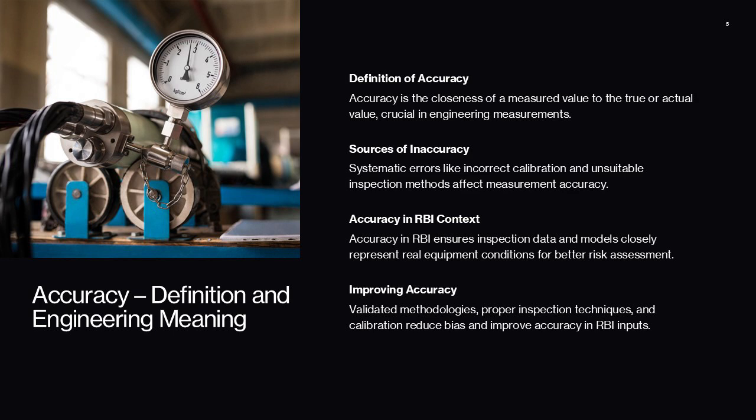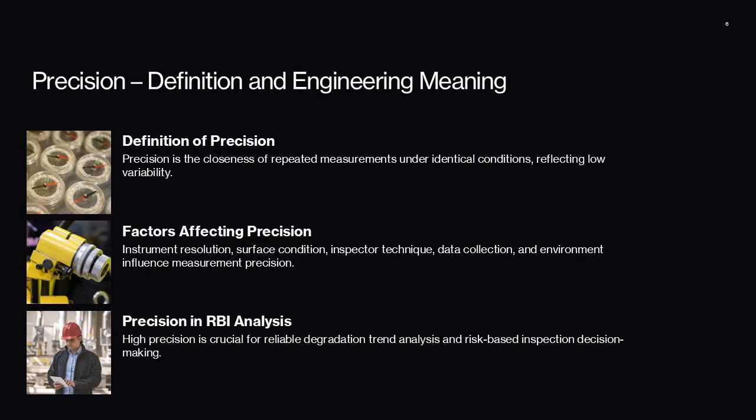Precision refers to the closeness of repeated measurements to each other under the same conditions. In RBI, precision is associated with random error and variability rather than bias. Highly precise measurements show little scatter and are repeatable, even if they are not necessarily accurate. Precision is influenced by factors such as instrument resolution, surface condition, inspector technique, data collection procedures, and environmental conditions during inspection. From an RBI perspective, precision affects the reliability of trends, such as corrosion rate calculations derived from multiple inspection campaigns.